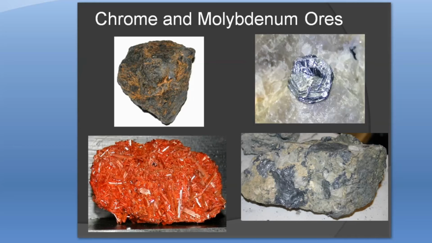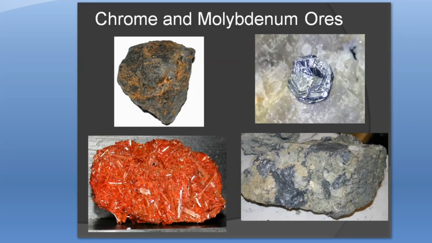Here's some chrome and molybdenum ores. On the left is a dark colored mineral, that's chromite. It's heavy and it comes in a certain type of geologic environment, but it's the chief ore of chromium that's used for chrome plated bumpers, that sort of thing.